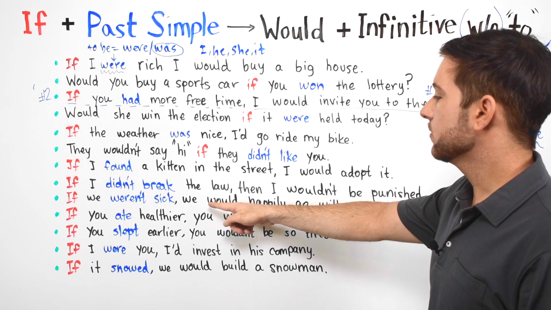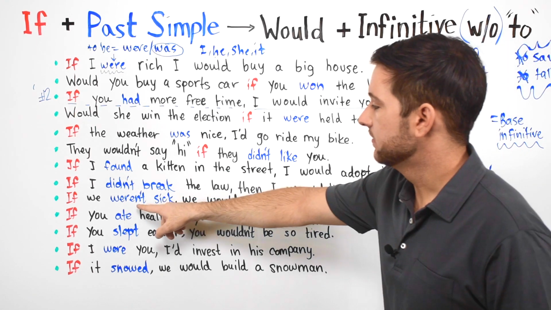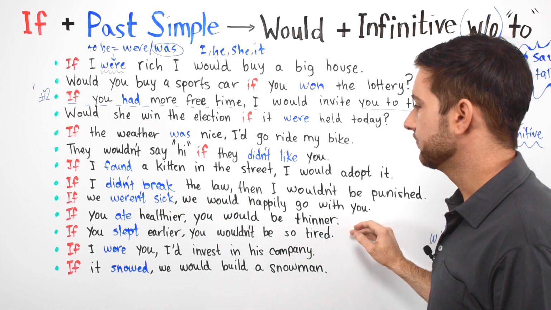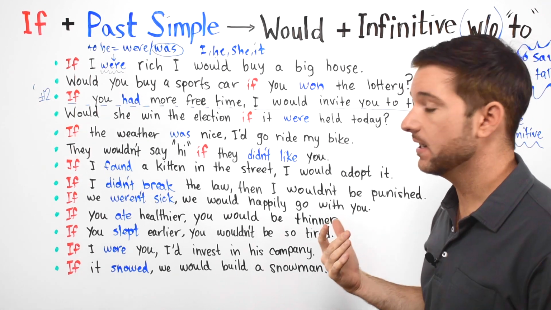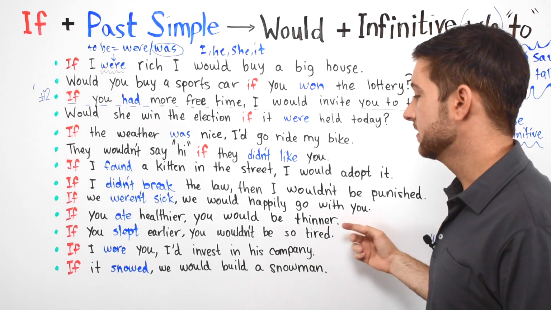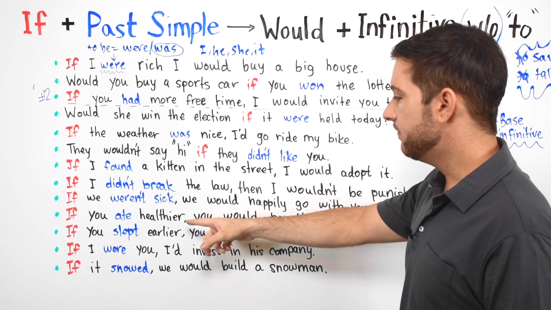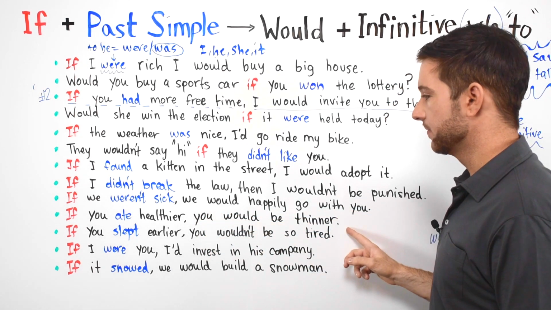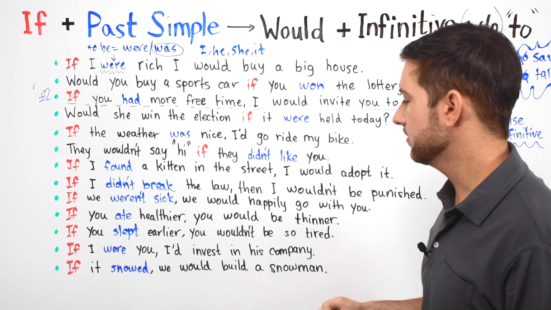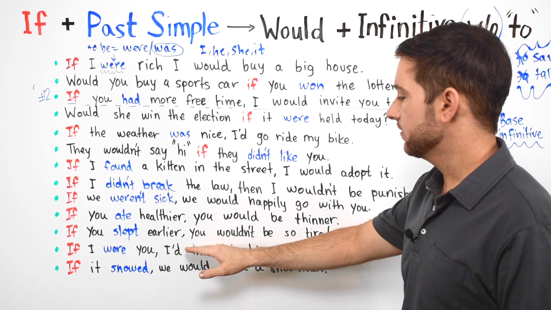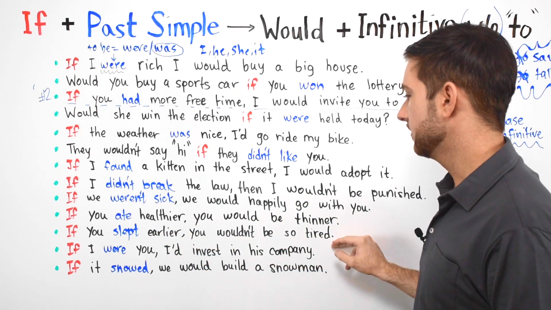Next, if we weren't sick, same thing. Notice, weren't, negative. We would happily go with you if we weren't sick, hypothetically, but are we sick? Yeah. In this case, we're sick. If we weren't sick though, we would happily go with you. If you ate healthier, you would be thinner. Okay, if you ate healthier, you would be thinner. If you slept earlier, you wouldn't be so tired.